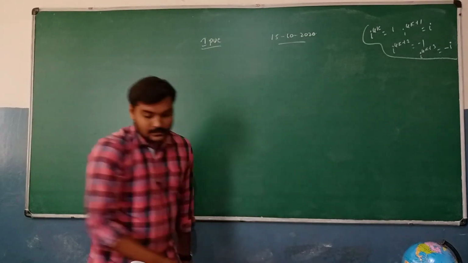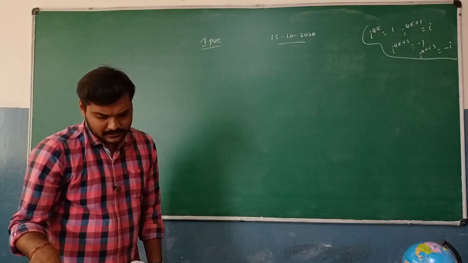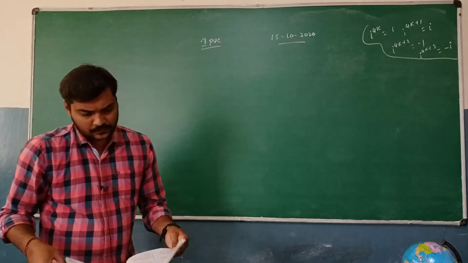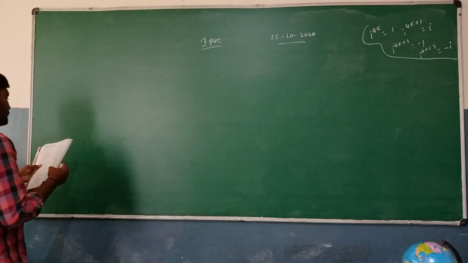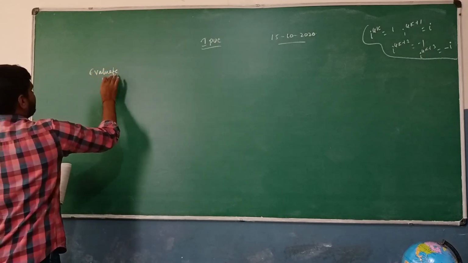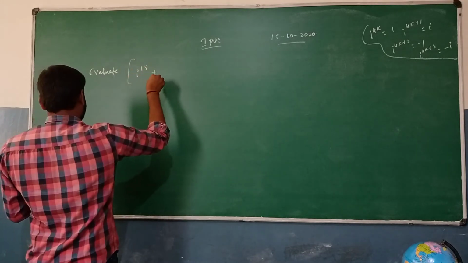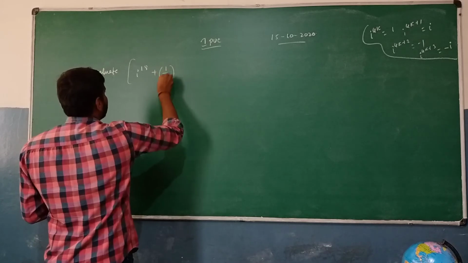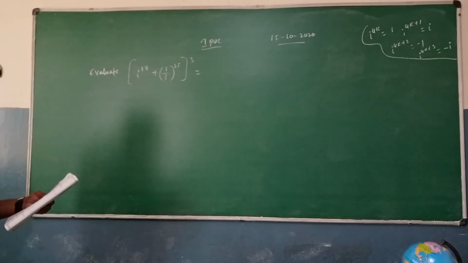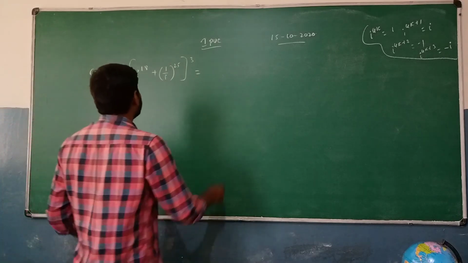Okay, so the next one is, we need to express these things. So evaluate I to the power 18 plus 1 divided by I to the power 25, whole to the power 3. So we need to solve these things. Here we can also express these things as, so, ready?